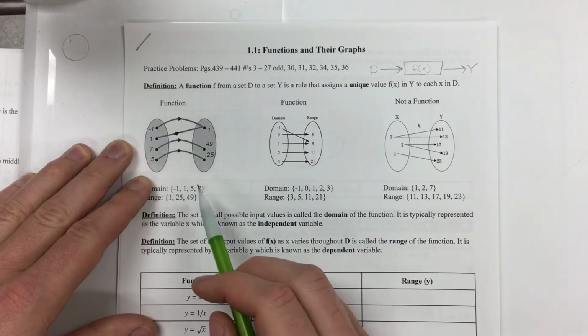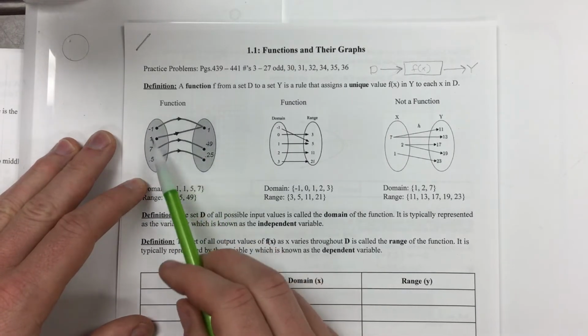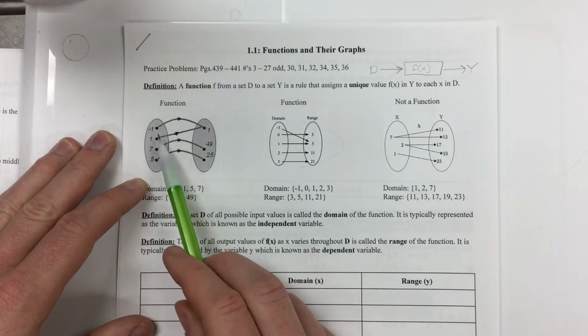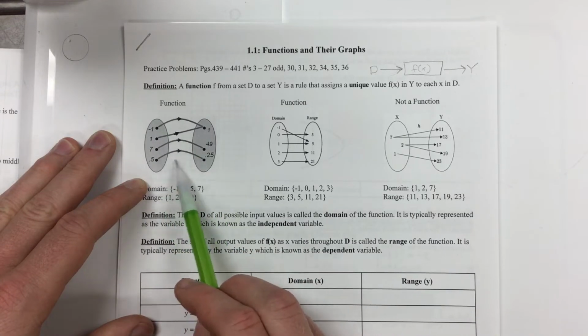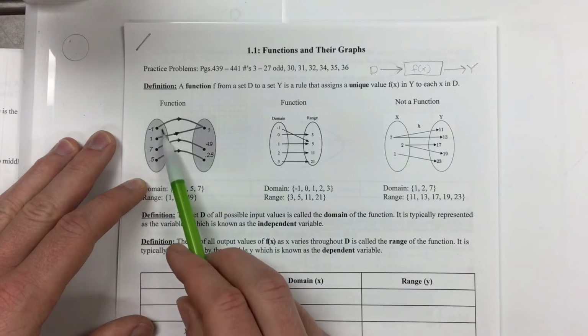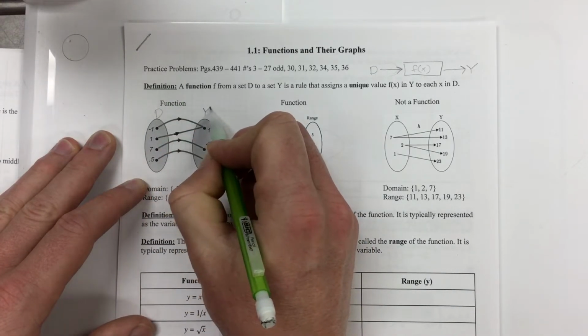So let's look at some things that might be functions and might not be functions. Let's look at this mapping here where we have -1 going to 1, 1 going to 1, 7 to 49, and 5 to 25. You notice this would be our set D, and this would be our set Y.